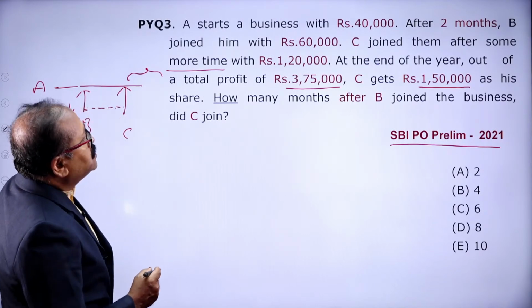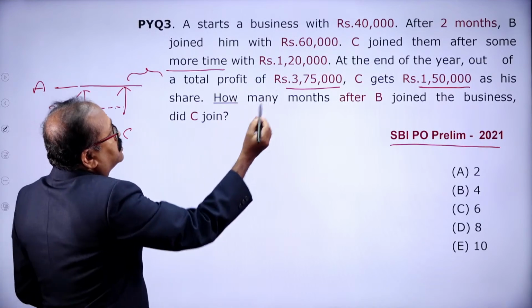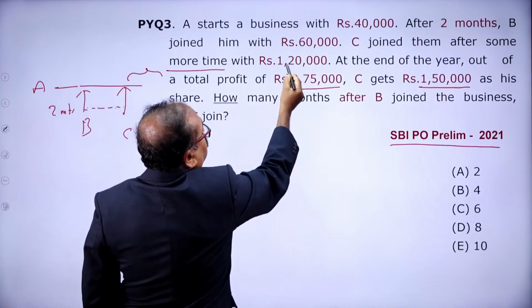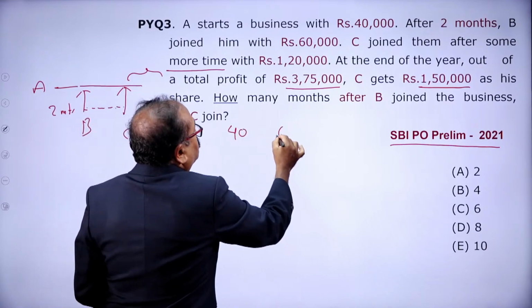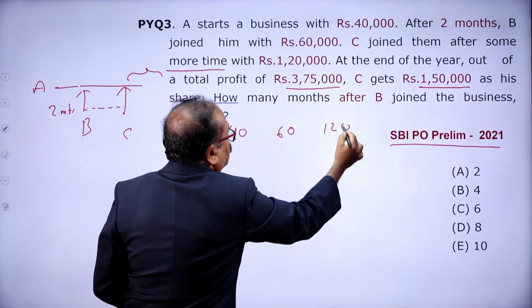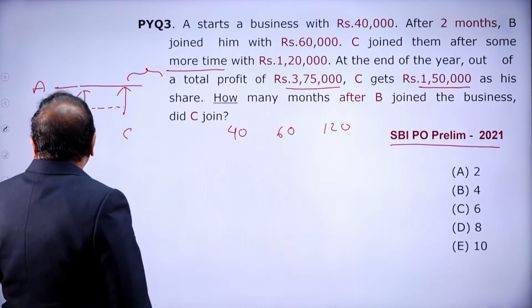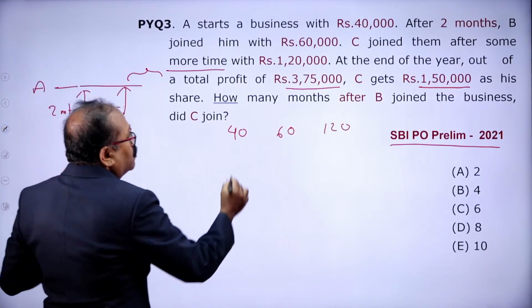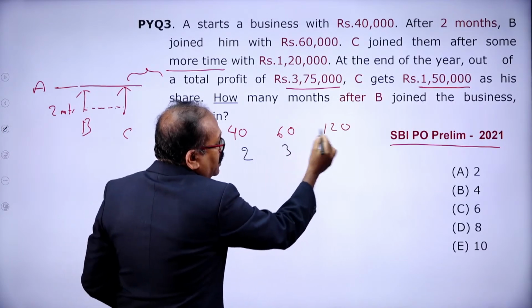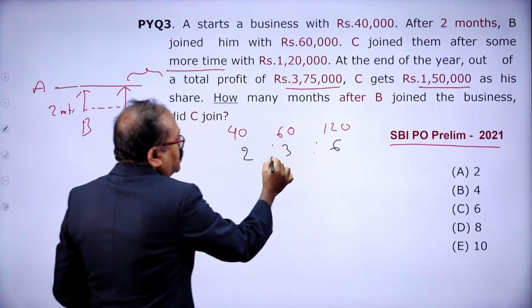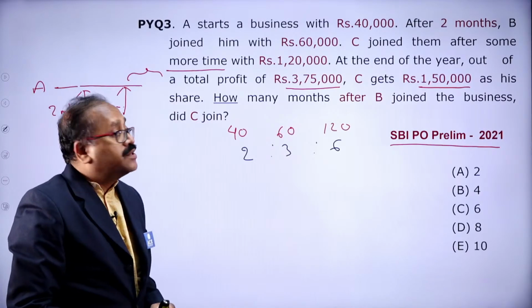Now, how do we answer this question here? The capitals are 40,000, 60,000 and 1,20,000. You notice that the ratio of the capital gets cancelled by 20, giving 2 times, 3 times and 6 times. So this is what the ratio is.